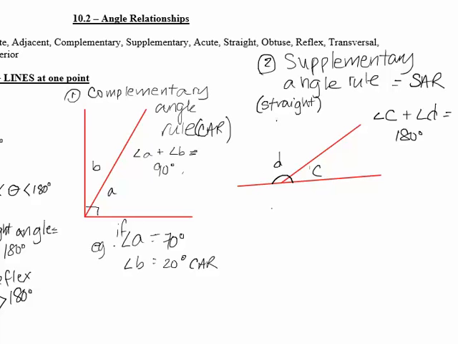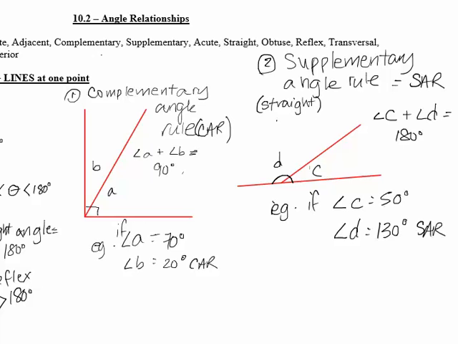So in this example, if angle C equaled 50 degrees, then I can predict that angle D is 180 minus 50, which is 130 degrees, and the reason being SAR, or supplementary angle rule.